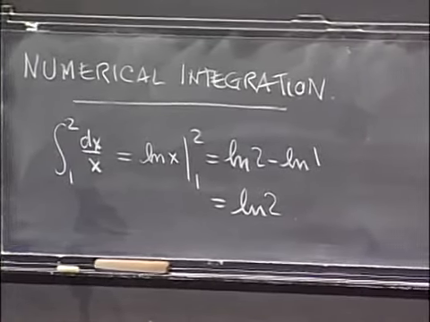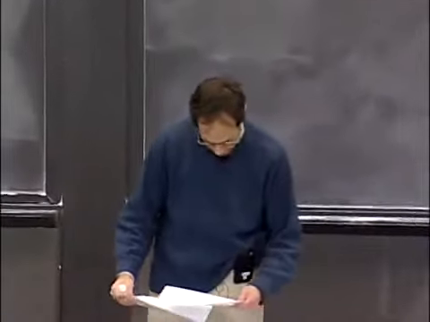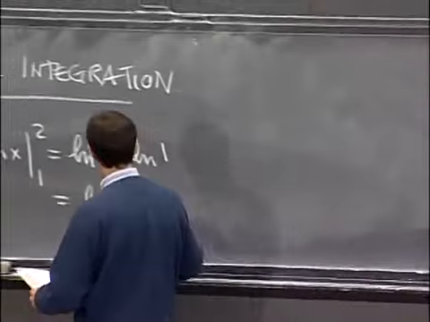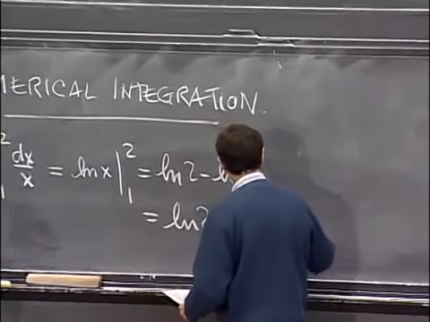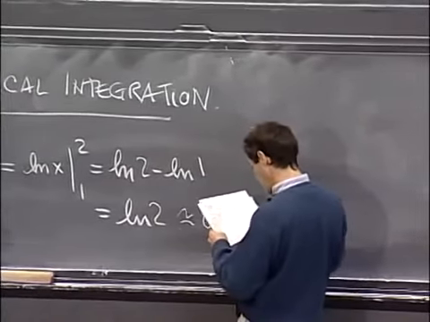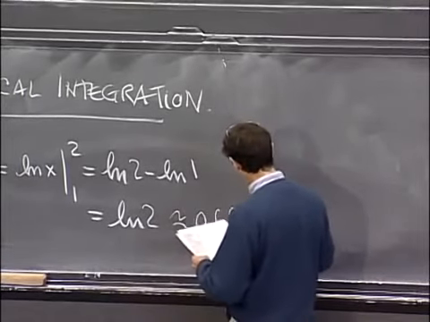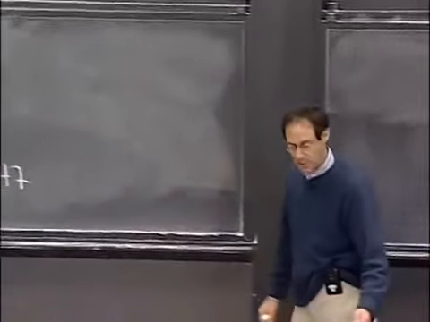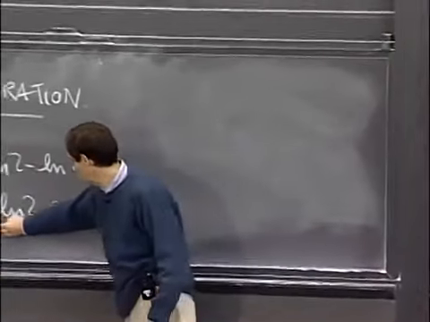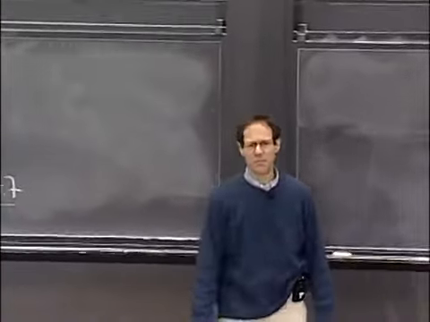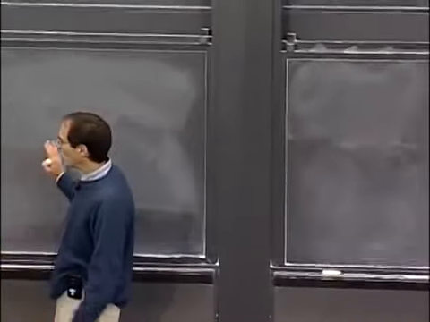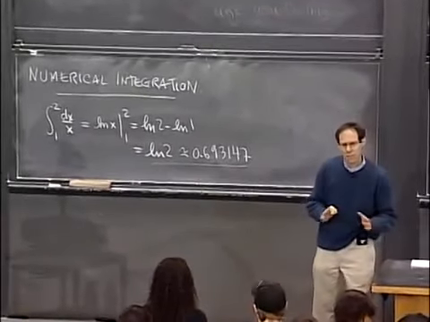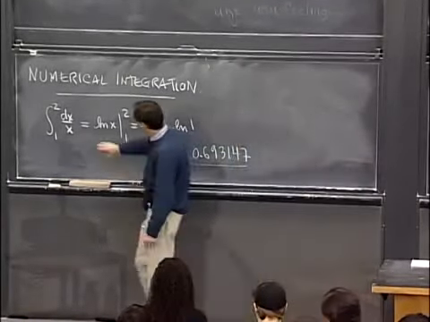I hope I saved it here. Yeah, it's about 0.693147. That's more digits than we're going to get in our discussion here. Anyway, that's about how big this number is. And the numerical integration methods will give you about as much accuracy as you can get on the function itself.